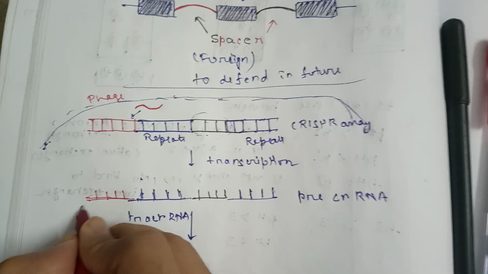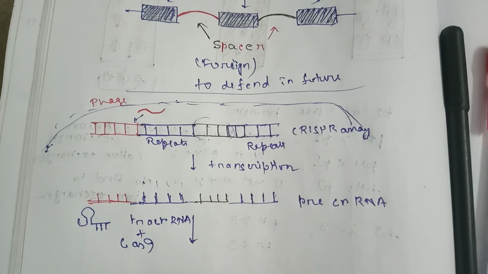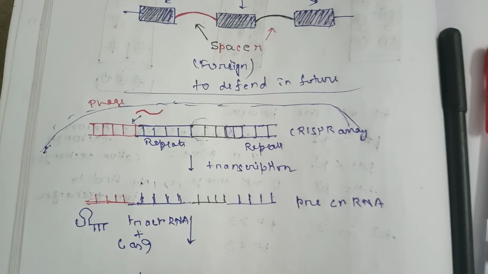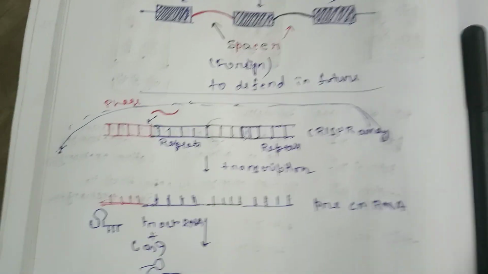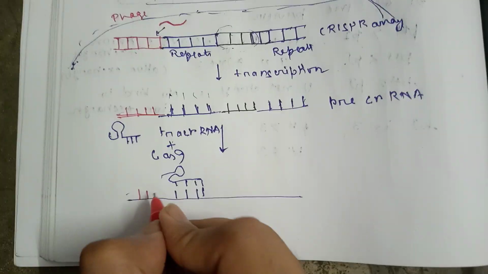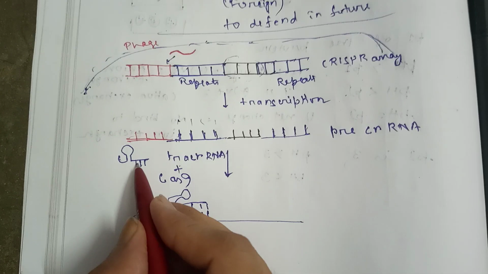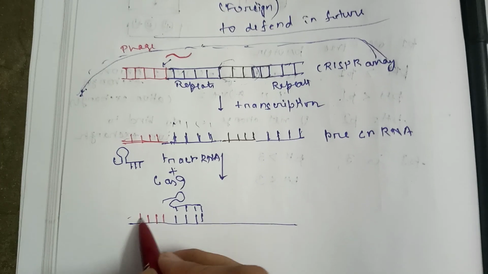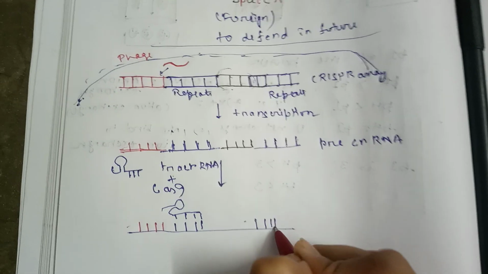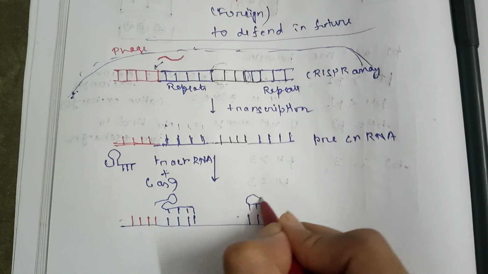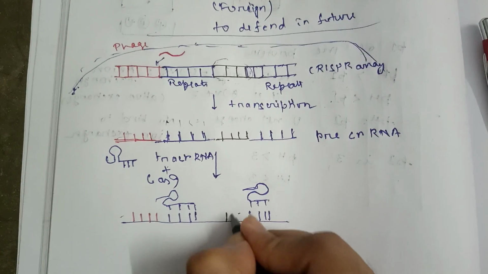Let's say this is the tracer RNA. Okay, now the tracer RNA will bind like this, and here is the spacer. So this tracer is binding to the palindromic repeat, this is the spacer, and there is some other tracer RNA binding to the palindromic repeats with another spacer.